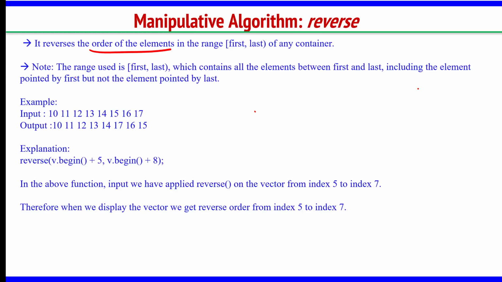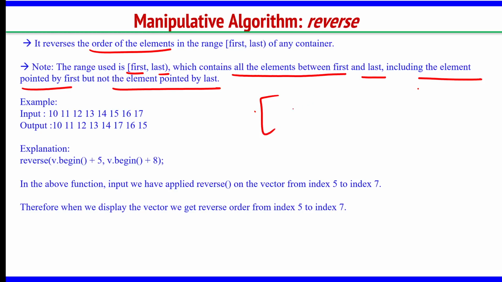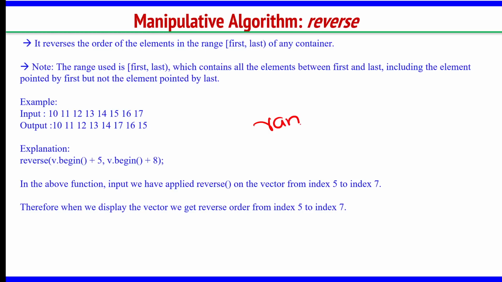Okay. See, the range is used as first, last, which contains all the elements between first and last, including the element pointed to by the first but not the one pointed to by the last. Always it is like that. I think in Python programming also we know about range. When I use the function range of 10, it means only 0 to 9. It is not including the 10th one. Same way it is here.